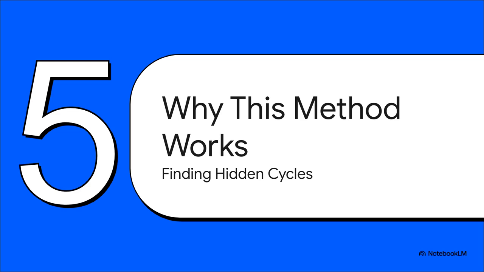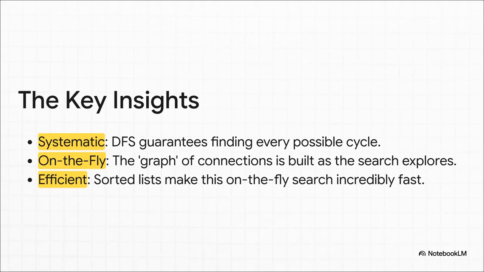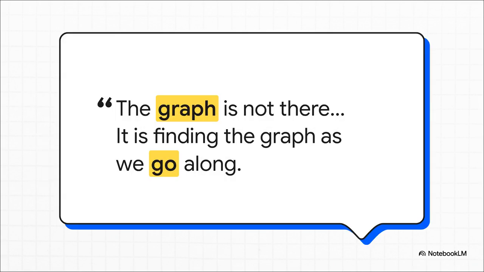What's the secret sauce? Well, for starters, DFS is totally systematic. It checks every possible path, so you're guaranteed to find any cycle that exists. But the real genius, the part that's just so cool, is that the network of connections, the graph, doesn't have to exist beforehand. The algorithm builds the map as it goes. It finds the connections on the fly, and because our lists are sorted, that discovery process is lightning fast. Yeah, this quote just nails it. The map of all the connections, it isn't there when you start. The algorithm is creating the graph as it explores.